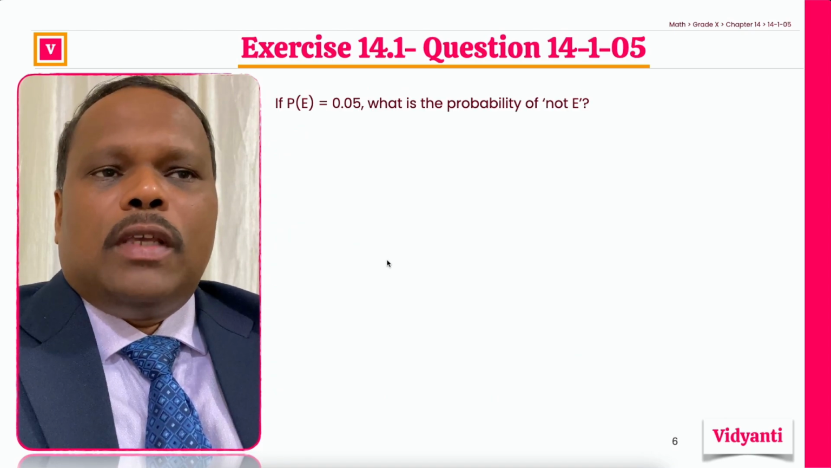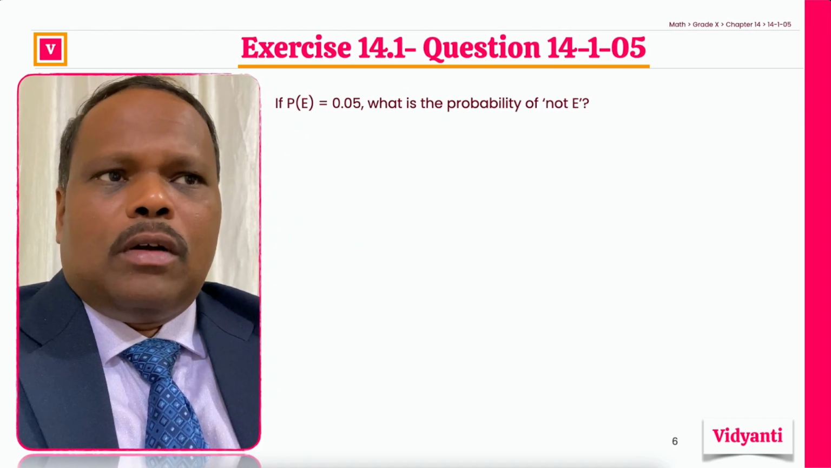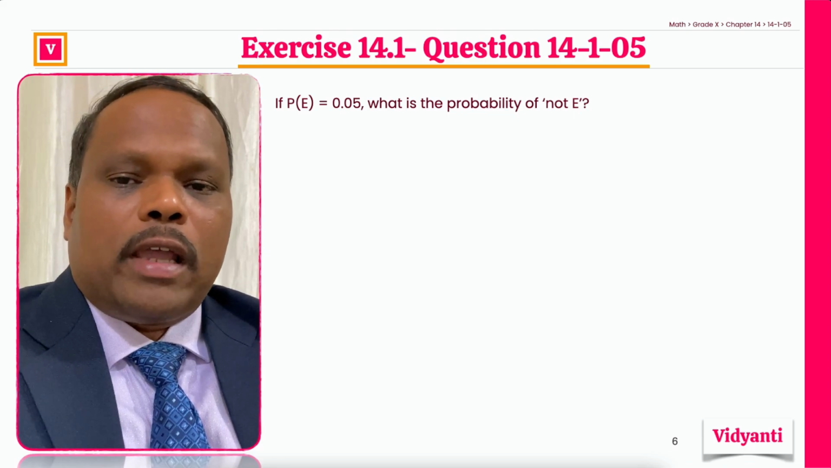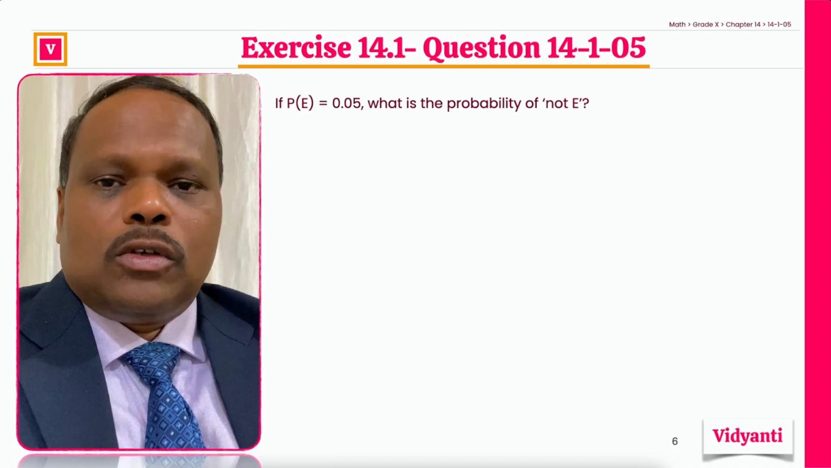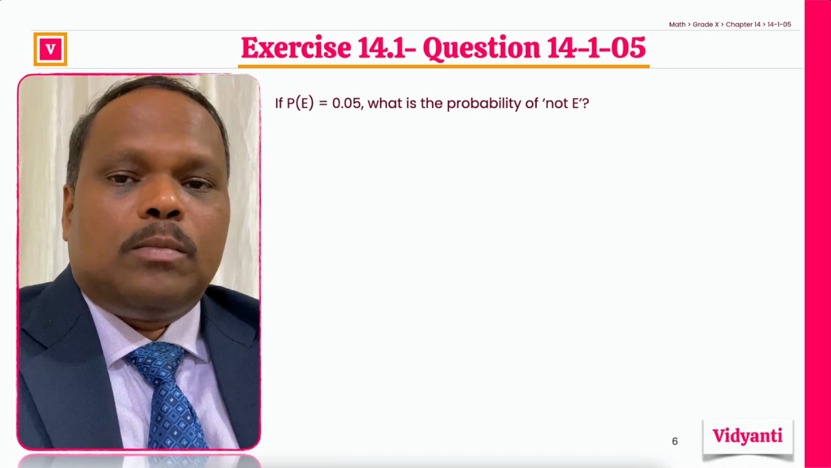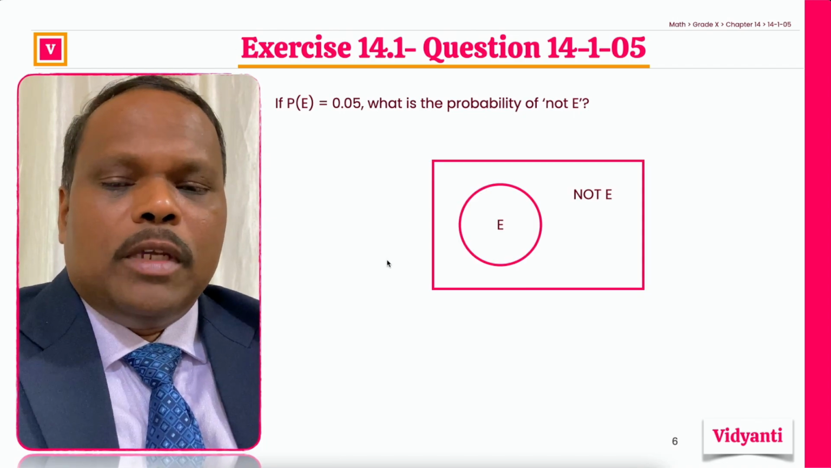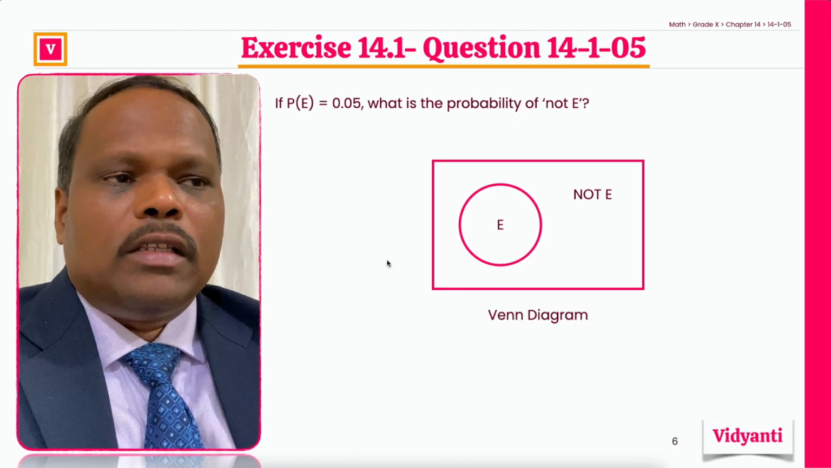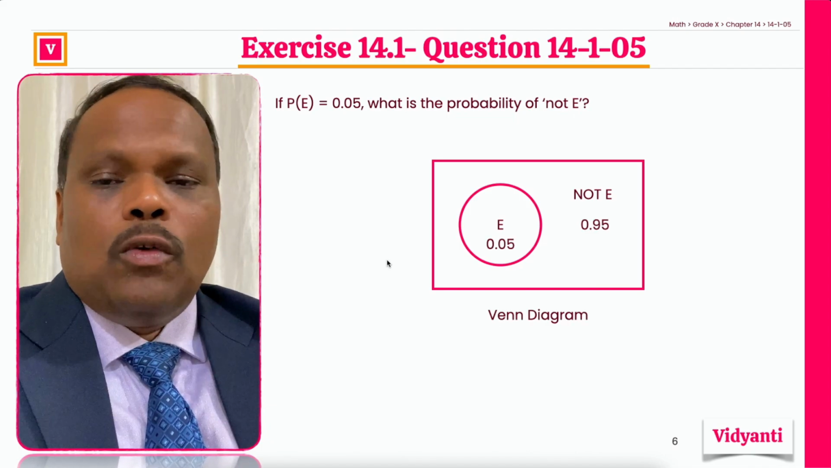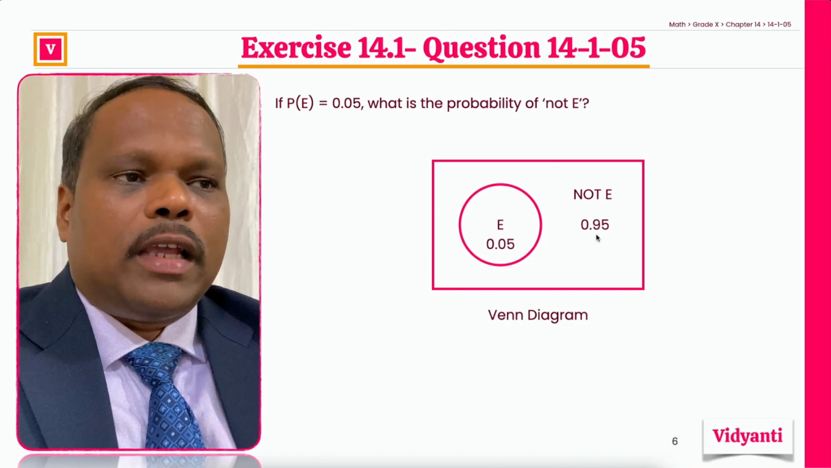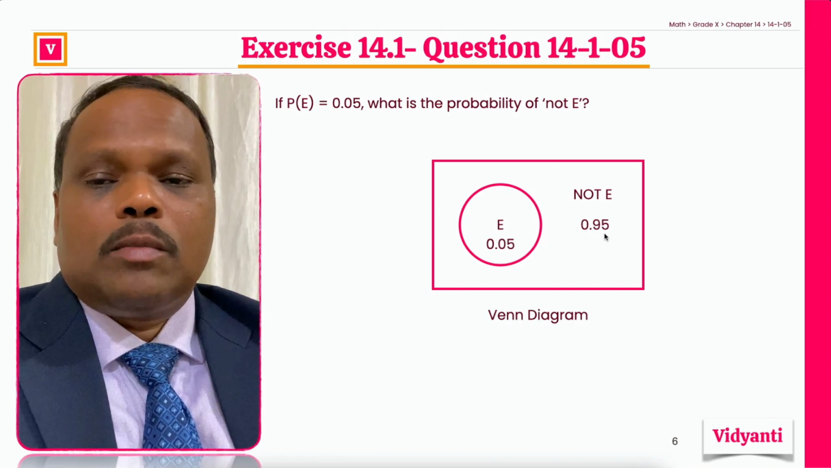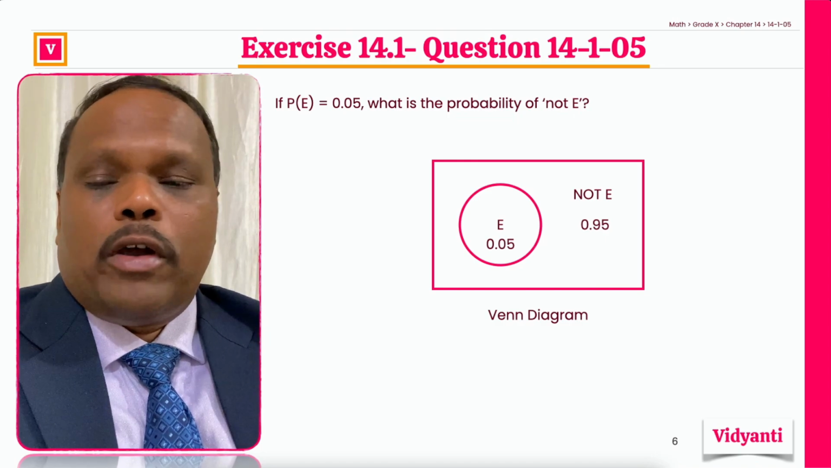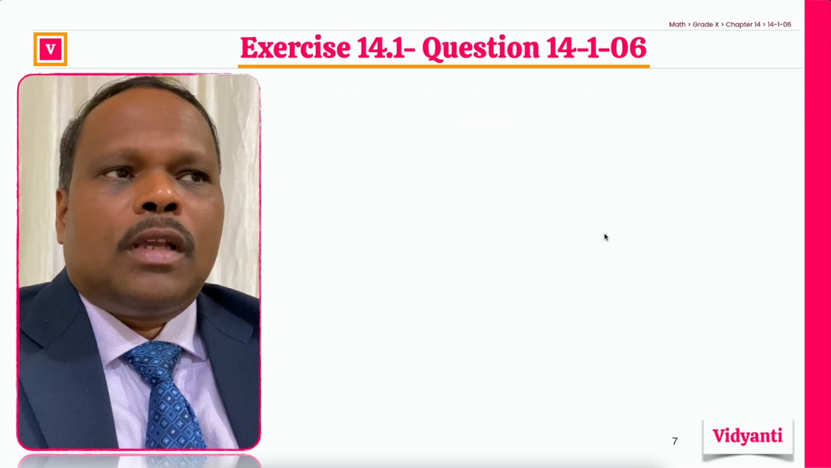The probability of E is 0.05. What is the probability of not E? We know that happening and not happening collectively is 1. So, if happening is 0.05, not happening will be simply 1 minus 0.05, that will be outside the circle but still within the rectangle. So that will be 1 minus 0.05, which is 0.95. Let's go to the next question.